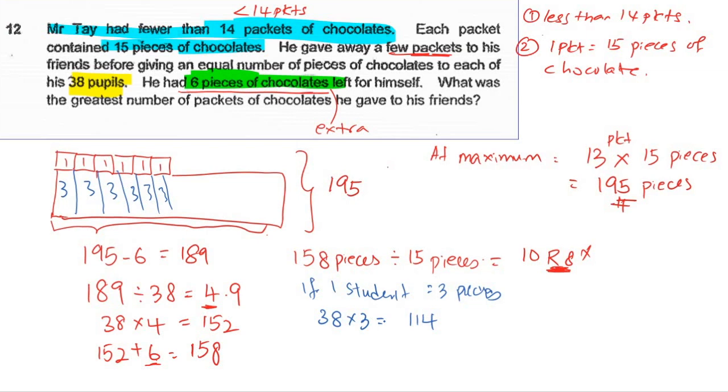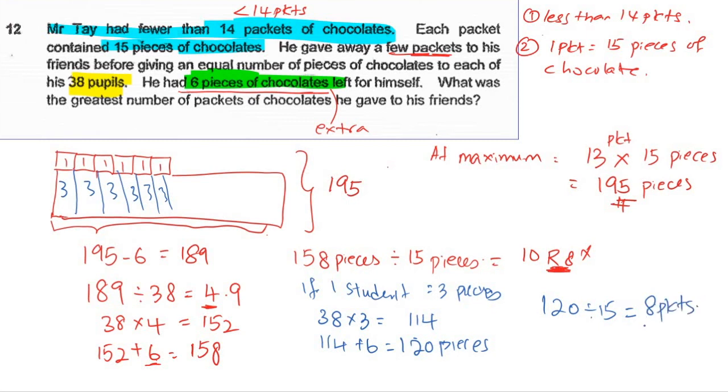Am I right? He gave a few packets to his friend before giving an equal number of pieces of chocolate to each of his students. Okay, so this 114, right? I add back the 6 pieces. So actually in total I have 120 pieces. Okay, 120 pieces. So if 120 pieces, I divide by 15, I will have 8 packets.